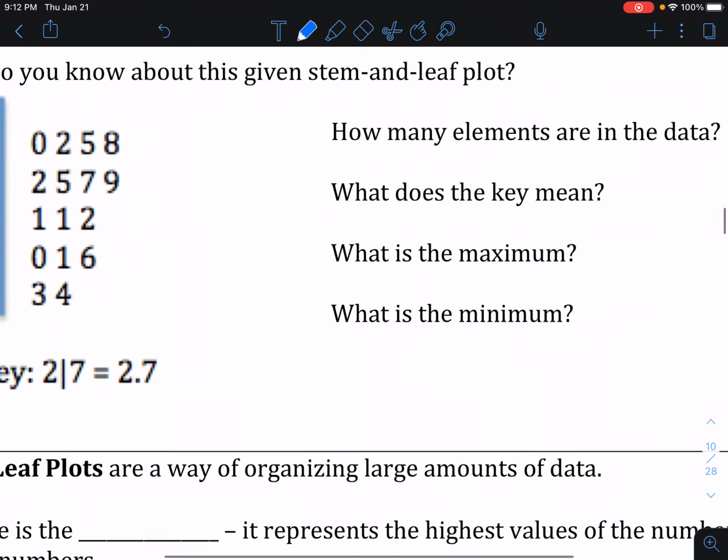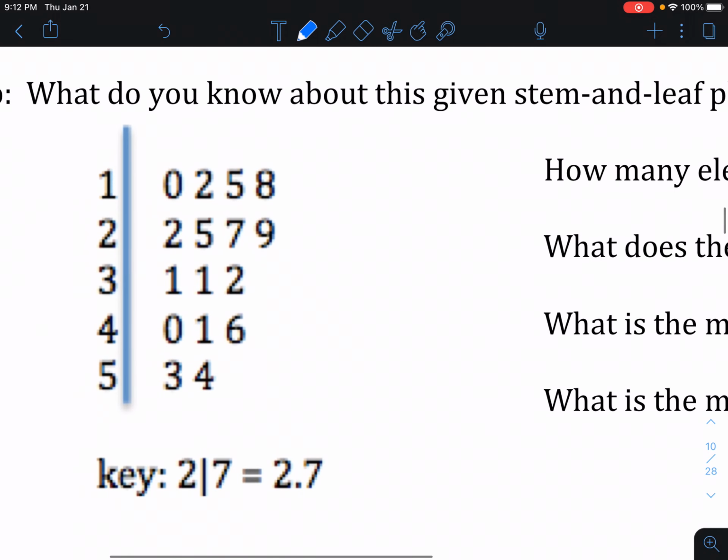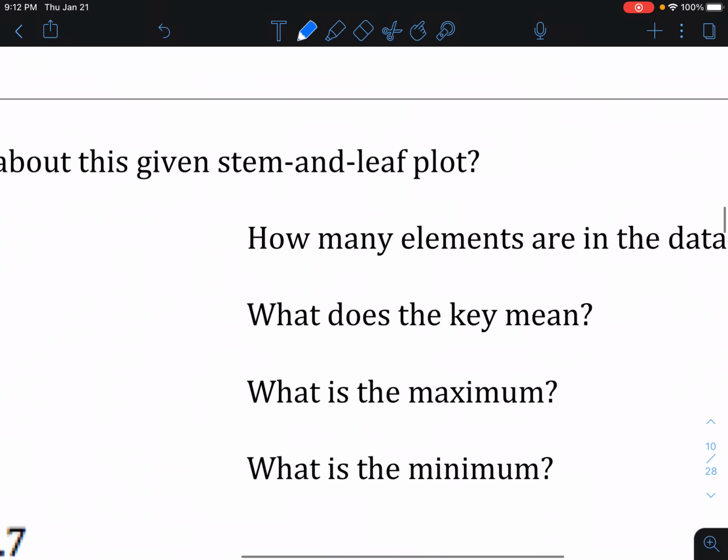So it says how many elements are in the data. So we would go, okay, just how many numbers are there? 1, 2, 3, 4, 5, 6, 7, 8, 9, 10, 11, 12, 13, 14, 15, 16. So there's 16 elements in the data.